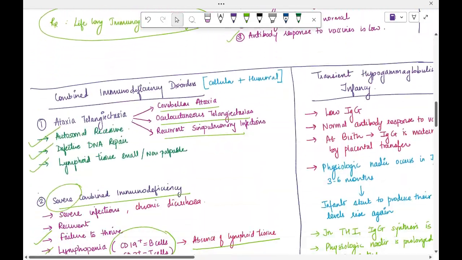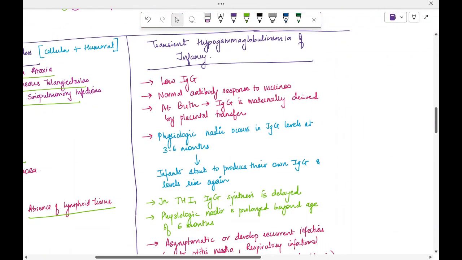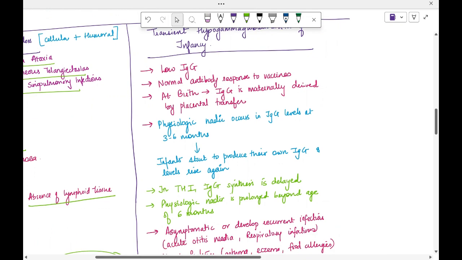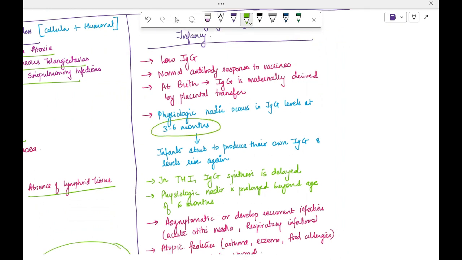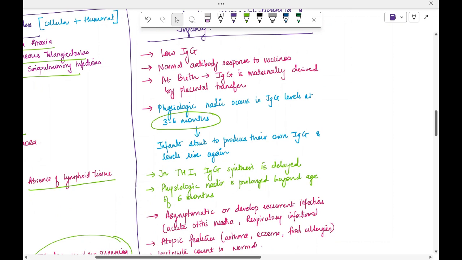Now, one more important differential is transient hypogammaglobulinemia of infancy. This is a benign condition. There is a low IgG, and the patient shows normal antibody response to vaccines. Normally, as we know, at birth the IgG is maternally derived by placental transfer. Normally there is a physiologic nadir in the IgG levels, which occurs at 3 to 6 months, when the maternal antibodies are waning, and simultaneously the infant is starting to produce their own IgG, and then the levels rise again.